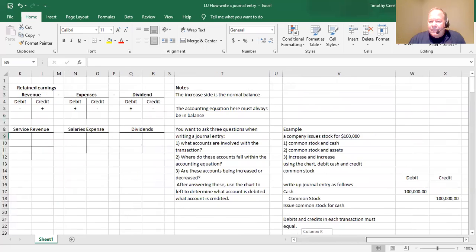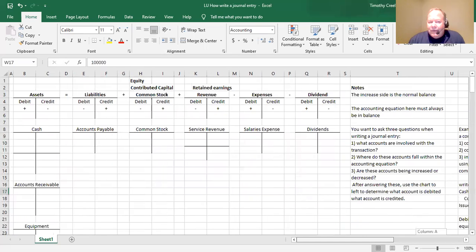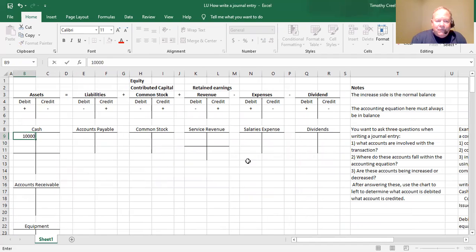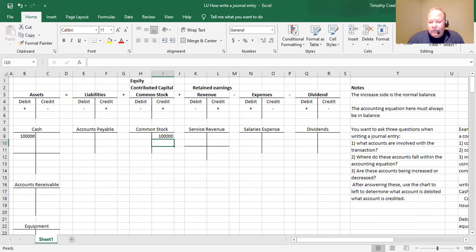So, let's post these to the accounts. So we would have a debit for cash. So I would go over here to cash and put in a debit for $100,000. And then we have a credit to common stock, which I would put in here for $100,000.